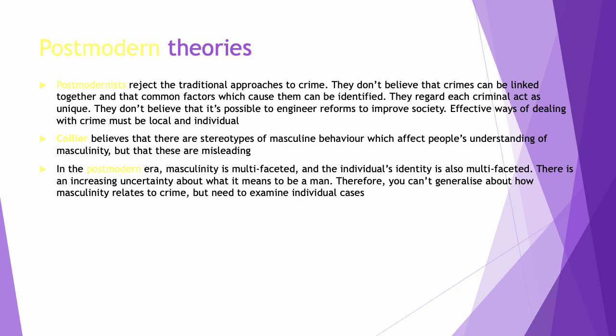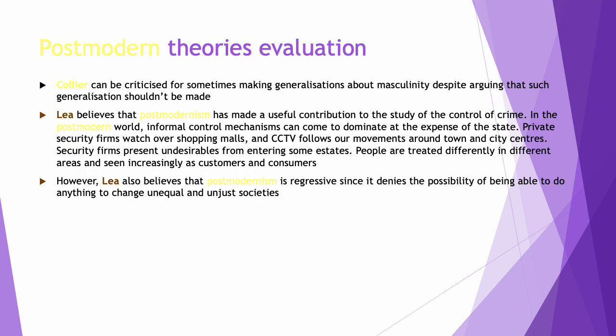Collier believes that there are stereotypes of masculine behaviour which affect people's understanding of masculinity, but that these are misleading. In the postmodern era, masculinity is multifaceted, and the individual's identity is also multifaceted. There is an increasing uncertainty about what it means to be a man. Therefore, you can't generalize about how masculinity relates to crime, but need to examine individual cases. Collier can be criticized for sometimes making generalizations about masculinity, despite arguing that such generalizations shouldn't be made.